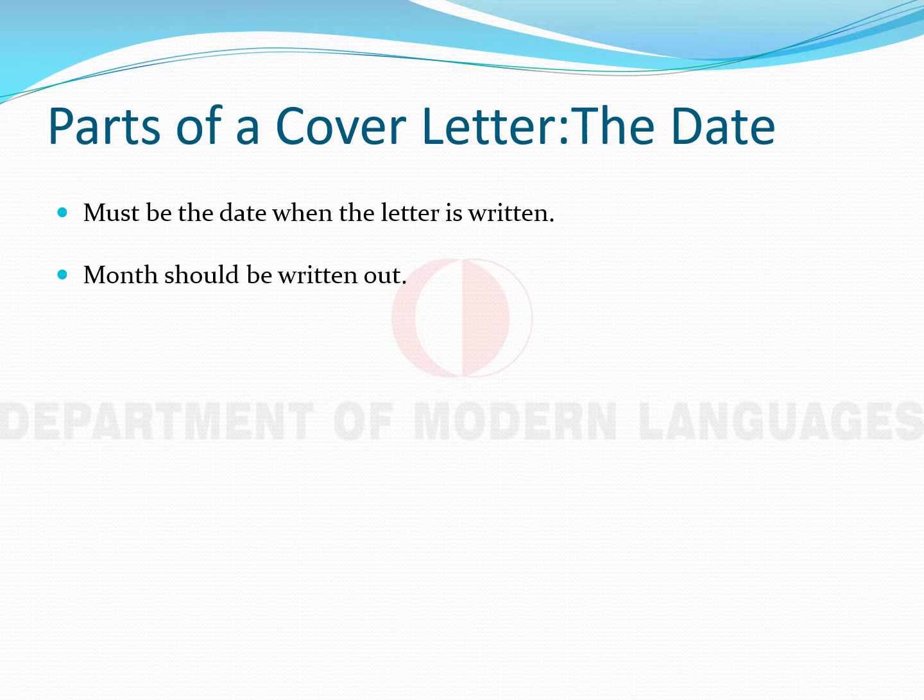Let's now take a look at how to write the date. First of all, the date we put on the letter should be the date when the letter is written, or at least the date right before we post it. The other thing is to make sure we write out the month. So instead of 17/08/2020, write 17th of August, 2020 with the month clearly spelled out.